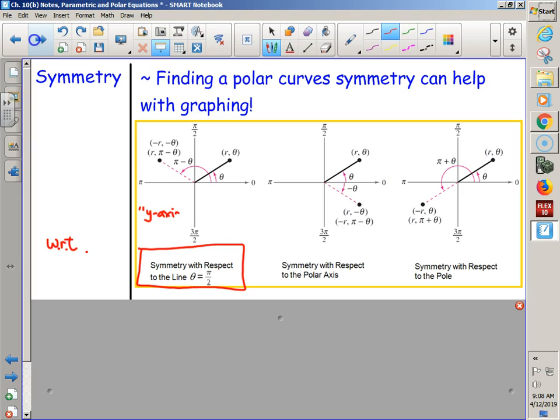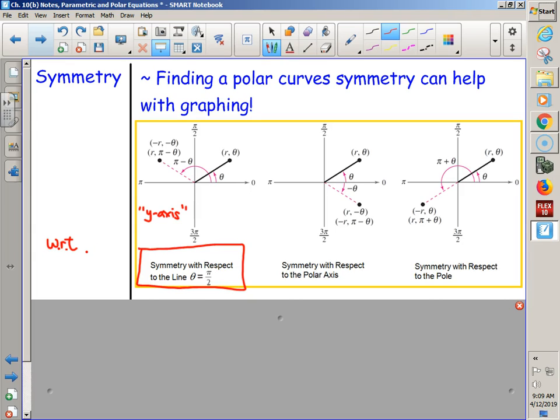y-axis symmetry, right? But what's the new way of saying it? Well, the y-axis, what is that also the same thing as? The theta equals pi over 2 line. Well, technically we could use that guy, but we usually use the standard angle. The theta equals pi over 2 line. Yeah, what's on this side will be on that side.